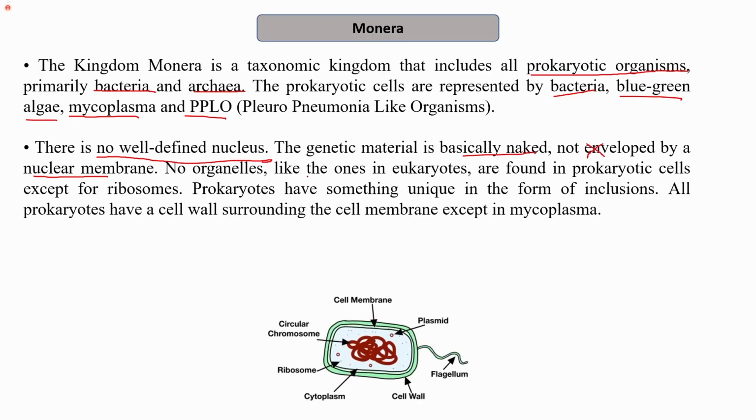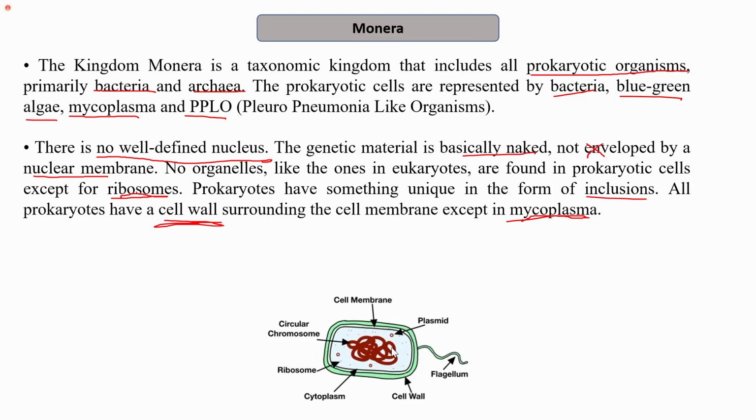No organelles like the eukaryotic ones, as I mentioned, Golgi apparatus, endoplasmic reticulum, mitochondria are present in prokaryotes, but the only exception is the ribosome, which is present in both eukaryotes and prokaryotes. However, prokaryotes have something unique, which is the inclusions. So inclusion bodies are present in the kingdom Monera, and all prokaryotes have a cell wall surrounding the cell membrane, except in the mycoplasma. So mycoplasma, although it belongs to the kingdom Monera, lacks the cell wall.